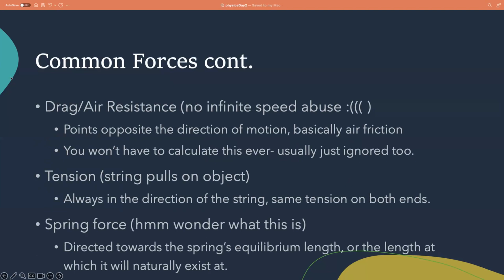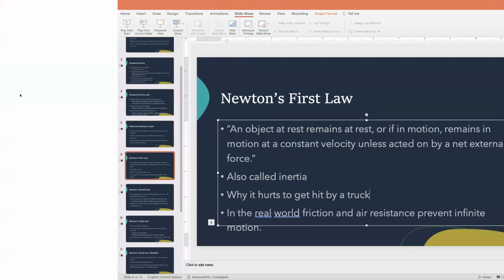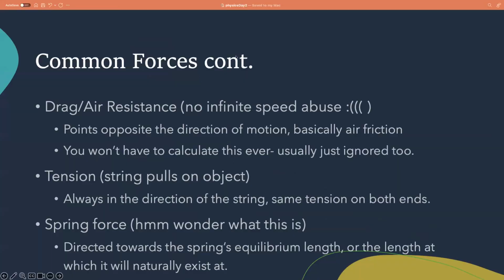Right. So next is spring force. It's the force of a spring. And basically, springs want to exist at a certain length. You can push it in or you can pull it out, but it'll always try to go back to one specific length if you just leave it alone. So this force is basically the spring pulling back to its natural length, which is called the equilibrium length. You'll go over springs more in depth in like unit 4, I think.